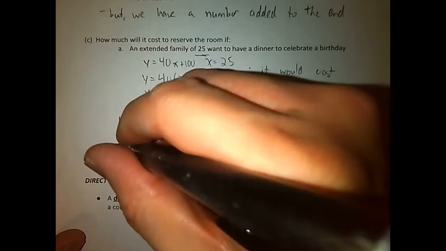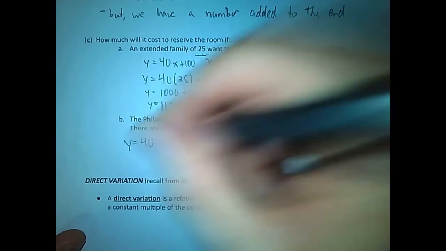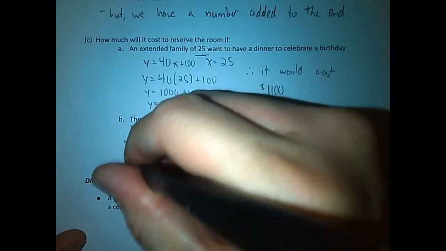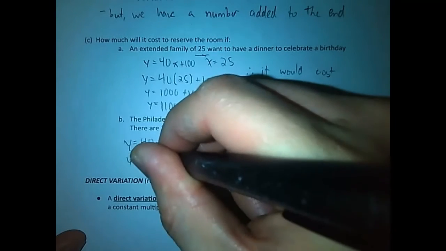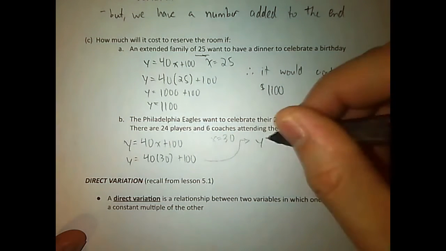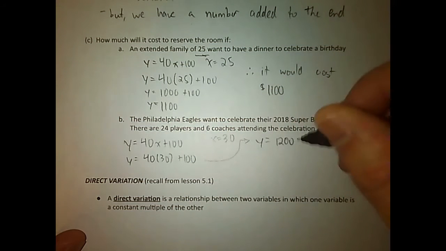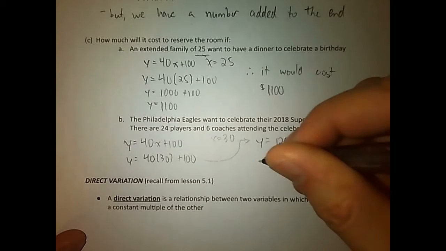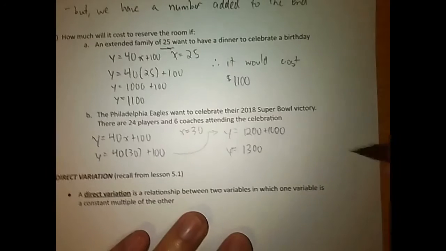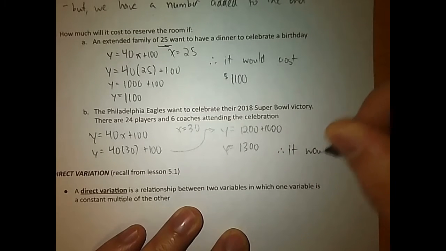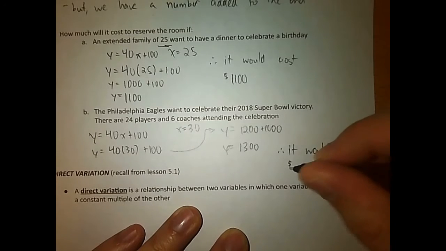So again, we just use our equation. Y is equal to 40x plus 100. 40 times 30 plus 100. 1,200 plus 100, so it's going to be $1,300. So again, we have to have our sentence: therefore, it would cost $1,300.